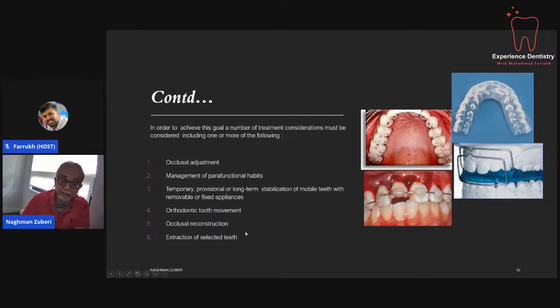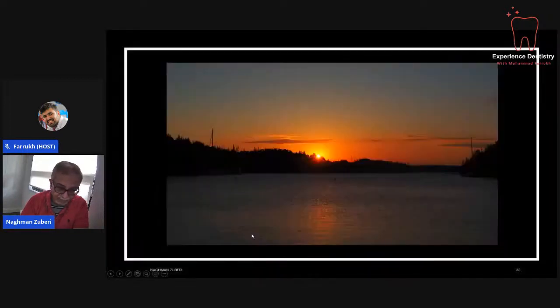At times, certain people will need even full mouth rehabilitation. At times the tooth is in such a position that we cannot save it anymore. Either it is extruded so much, or tilted so much, or out of occlusion, then we have to sacrifice that tooth as well.